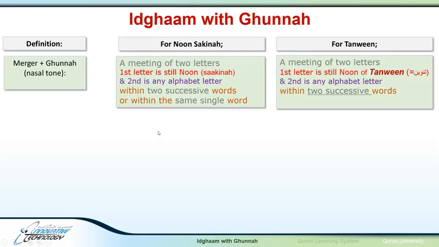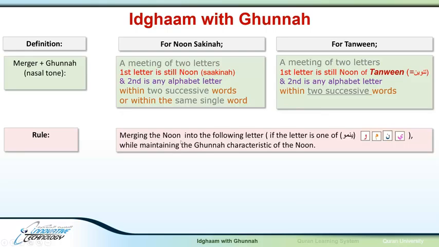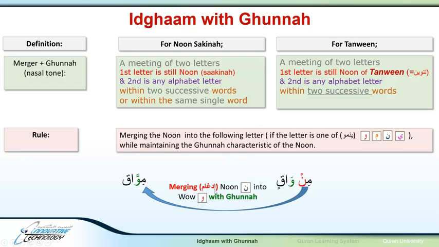Now, if such a meeting occurs, what should be the rule? The rule would be merging the Noon Sakinah, whether the single one or that one of tanween, into the following letter if the letter is one of those four letters gathered into the word yanmu, while maintaining the ghunnah characteristic of the Noon. Example: min, Noon Sakinah, followed by waw, as in waq, waw with fatha. We merge them together. Min waq, we get a waw with shadda, yet maintaining the ghunnah of the Noon. Mi-waq, instead of min waq. So we merge the Noon into the waw with the ghunnah being maintained.